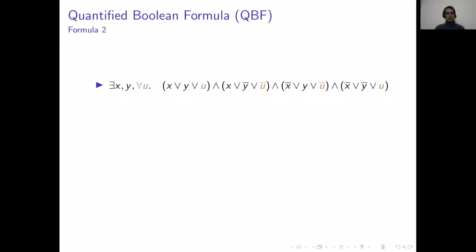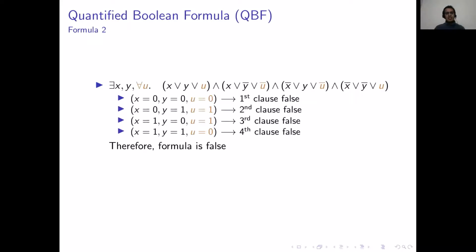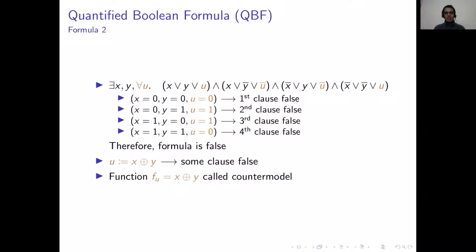What about this formula? Again, this formula is also false, because irrespective of what x and y are set to, we can always set u to some value which makes some clause false. The assignment to u which makes some clause false is x or y, and this can be written as a function. This function is called a counter model for the formula.